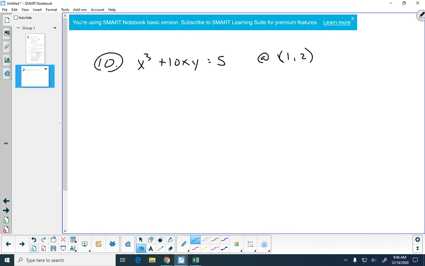Now, when we're dealing with implicit differentiation, I have to give you that point of tangency most of the time, just because sometimes it's not an easy thing to be able to see what our point of tangency is going to be.